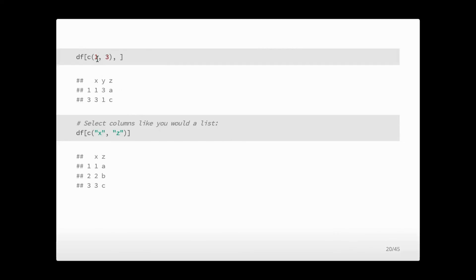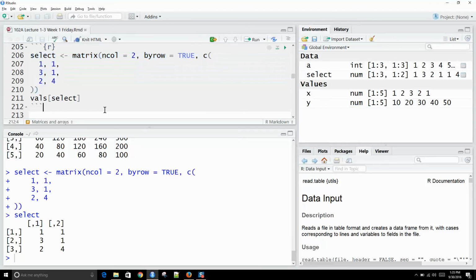Here it says data frame, and we're saying which rows we want: the first row and the third row, and that's what we have here. Then we can select the columns that we want. We can say give us x and z. Notice there's no comma here. Why don't I need a comma? Because a data frame is treated as a list, right?